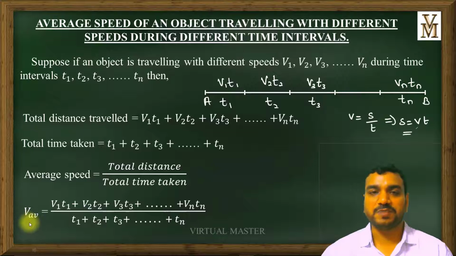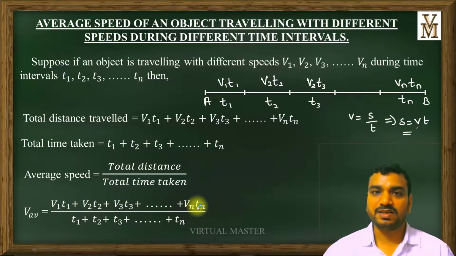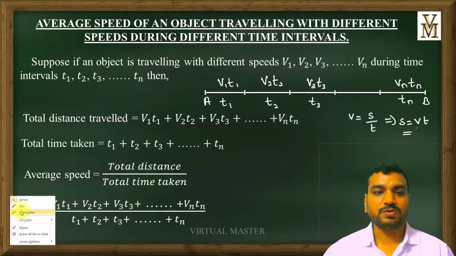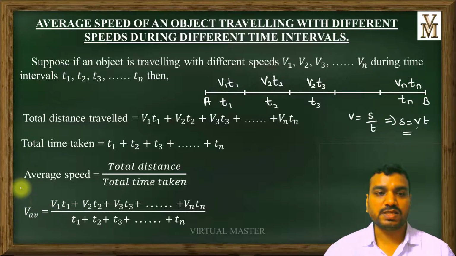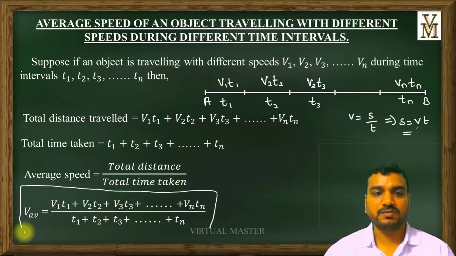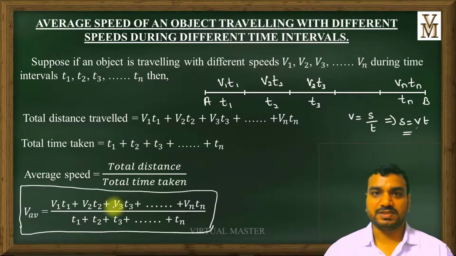After substitution, you are going to get average speed. The term for average speed is VAV, which will be equal to total distance, that is V1 T1 plus V2 T2 plus V3 T3 up to Vn into Tn, divided by total time taken, that is T1 plus T2 plus T3 up to Tn. So this is the formula for average speed of an object traveling with different speeds during different time intervals. I hope everyone has understood the derivation of this formula.